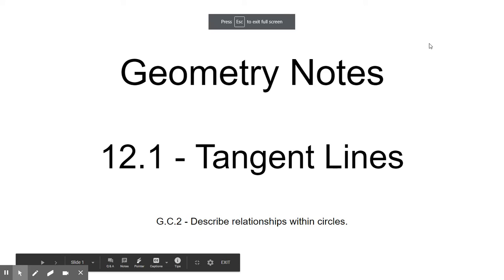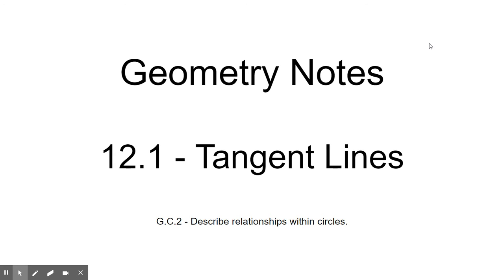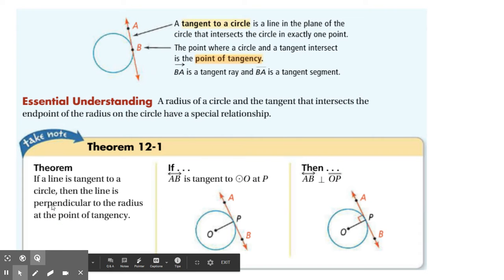All right, geometry. Chapter 12 dives right into circles. The first section in chapter 12, section 1, talks about tangent lines. Now, this idea of tangent is something you've talked about in terms of trigonometry, but it's kind of different. It's nice you've seen the word before, but it's not really related to right triangles and sine, cosine, tangent, that kind of fun stuff. So let's talk about what tangent lines are.